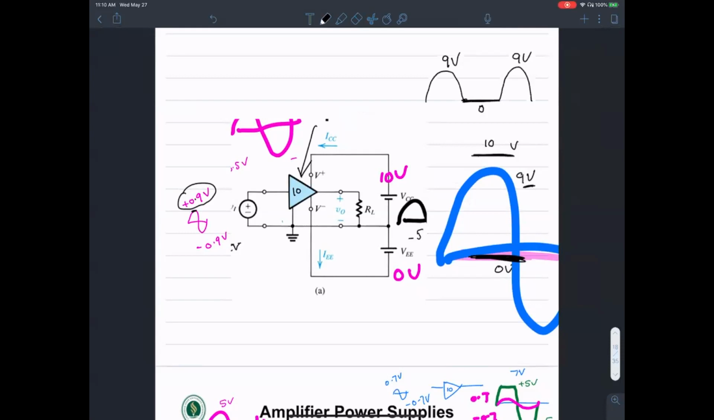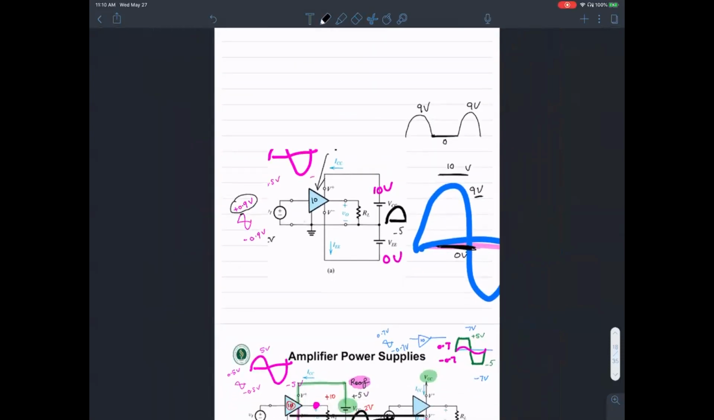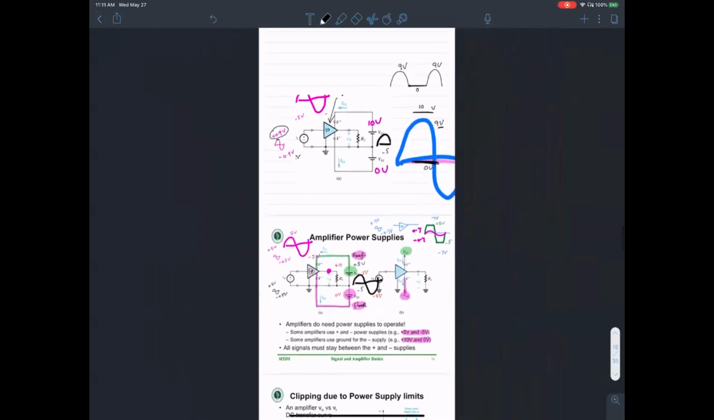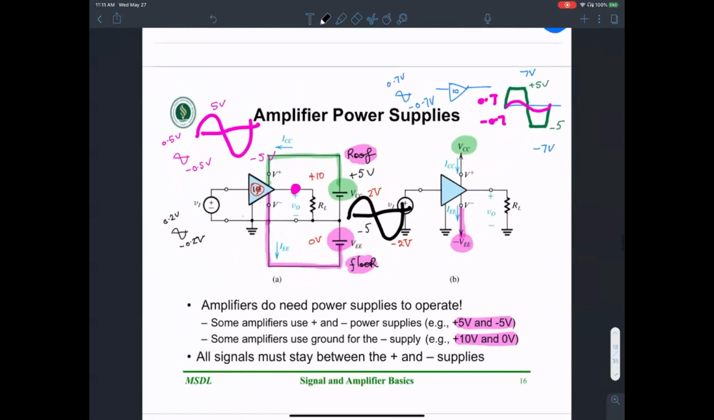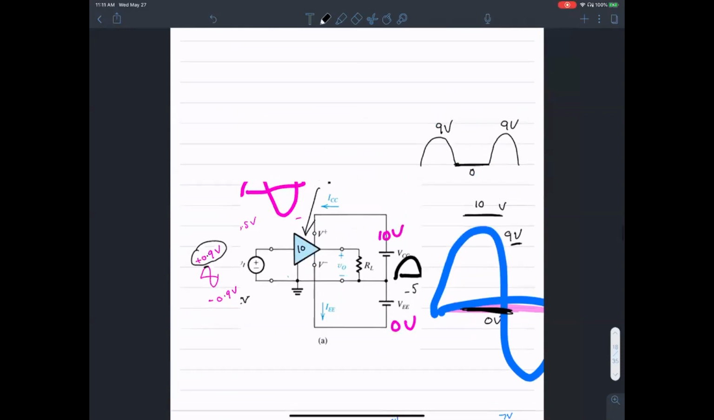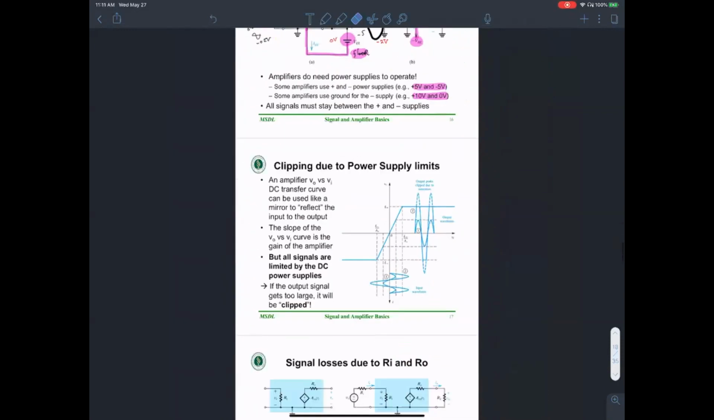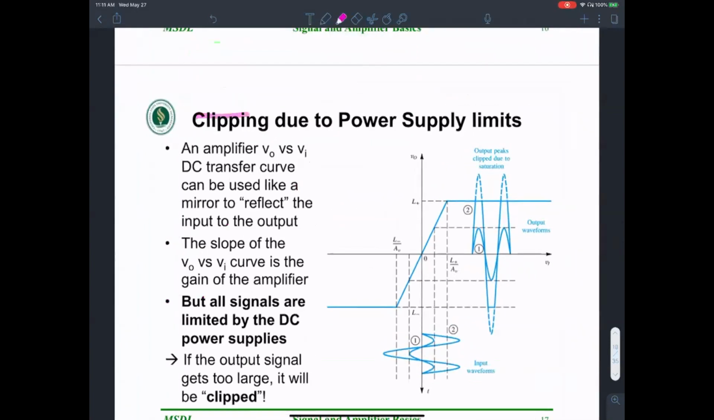Yes, thank you. So that's the idea of how the power supplies impose a higher and lower ceiling, a roof, and a bottom on the floor. That's the idea of amplifier power supplies. This region is called the saturation point. This is where the amplifier saturates the lower part of the sine input waveform. This is exactly what happens, clipping due to power supplies. That's the idea that we discussed so far.